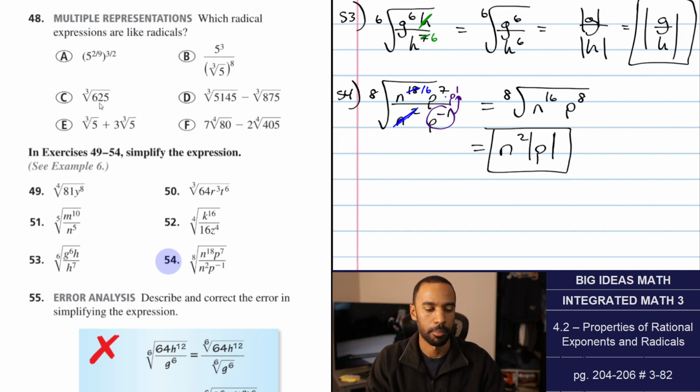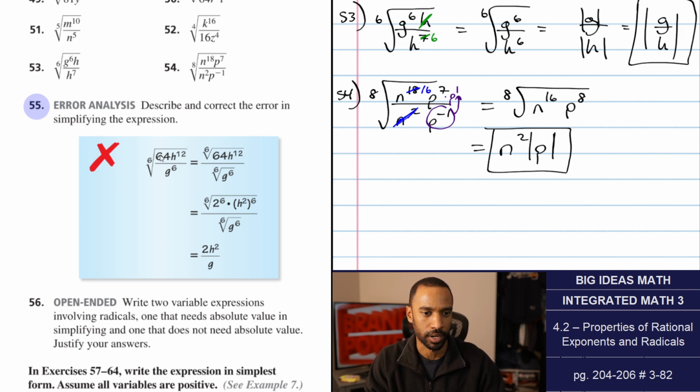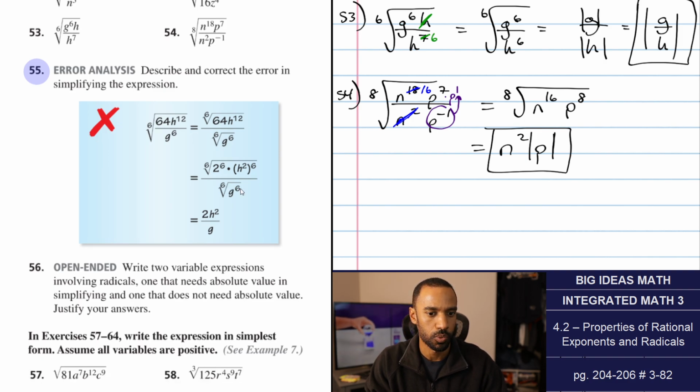Okay, error analysis on number 55. Describe and correct the error in simplifying the expression. We have some stuff here. They might write it differently, but let's see if we can still work out the work. They are splitting this up as the 6th root on top and bottom separately. All's good with that.